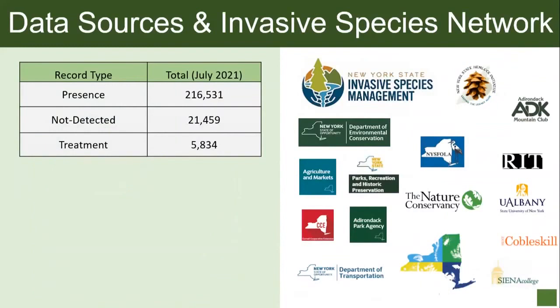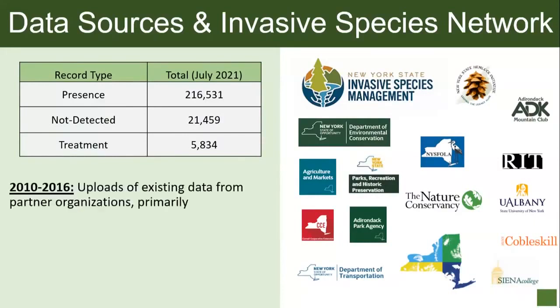So where is all this data coming from? You can see on the table on the screen, we have hundreds of thousands of records as of July 2021. We have three main types: presence records, where species are detected; not detected records, where a species was searched for but not found; and treatment records.